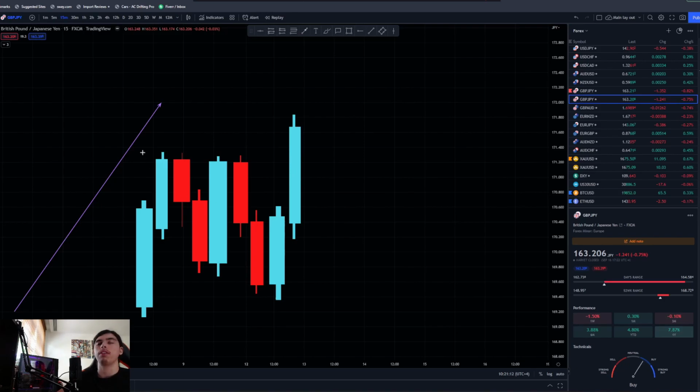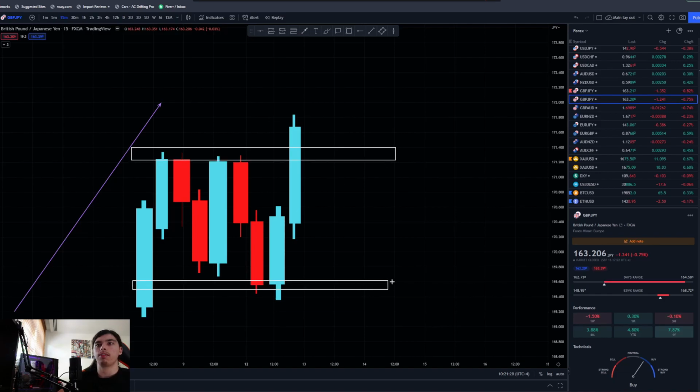If I keep looking up at my screen, it's because I have another monitor here with my drawing tool, so don't think it's something weird. Here we have a resistance and a support. We're not looking for sells below the support, but we'll be looking for buys above this zone. So once we get a candle closure above this zone, it's a very, very simple setup.